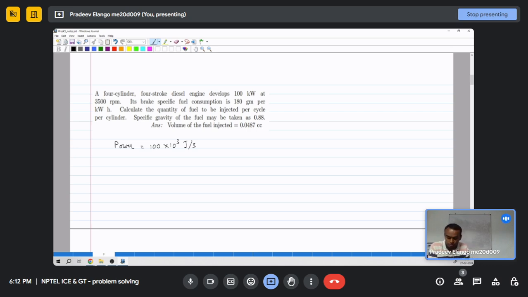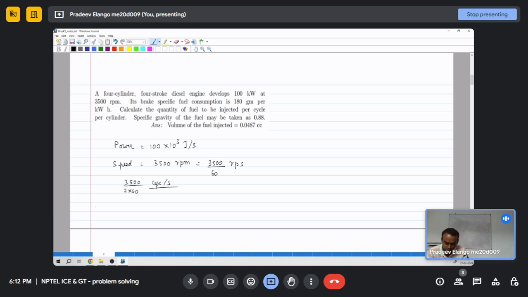And with rpm, so speed is 3500 rpm. This can be written as 3500 divided by 60 revolutions per second. And we know, since it is a 4-stroke diesel engine, for every 2 revolutions we will have 1 cycle. So this can be written as 3500 by 2 into 60 cycles per second.